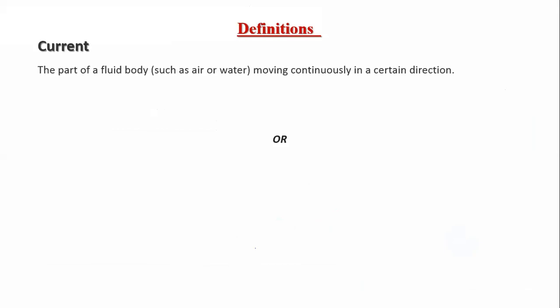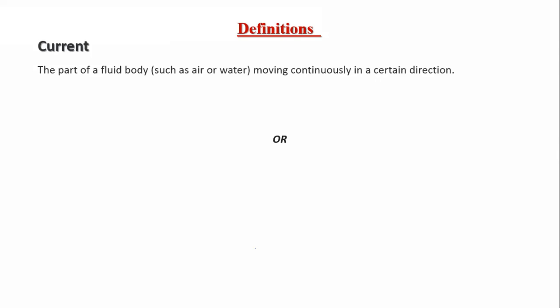Okay, now we have a few definitions. Number one is current. What is current? Current is any flow of liquid. Of course, solids never flow. So the flow of liquid or the flow of gases is known as current. You have water currents, you have air currents.